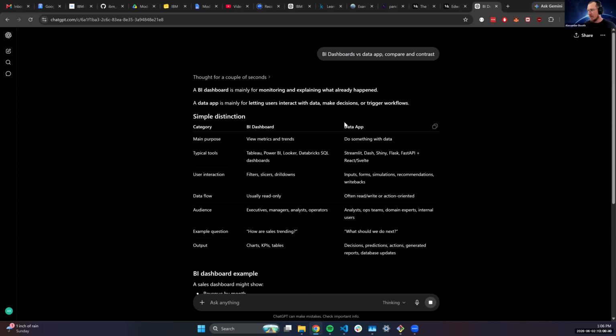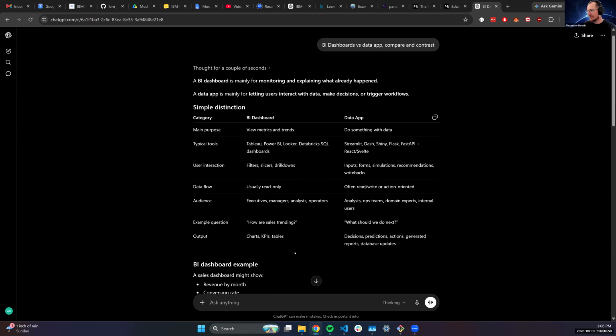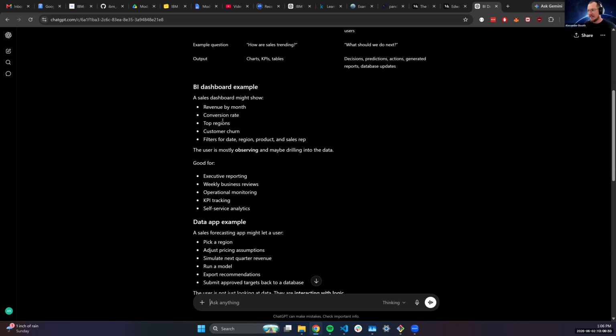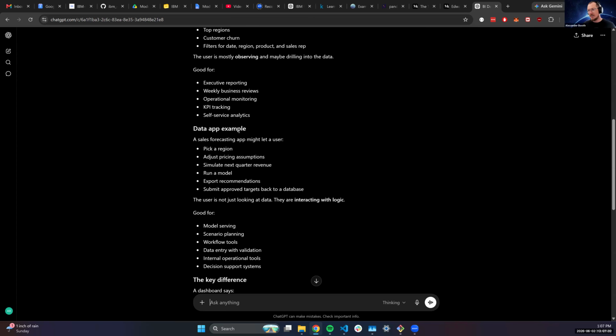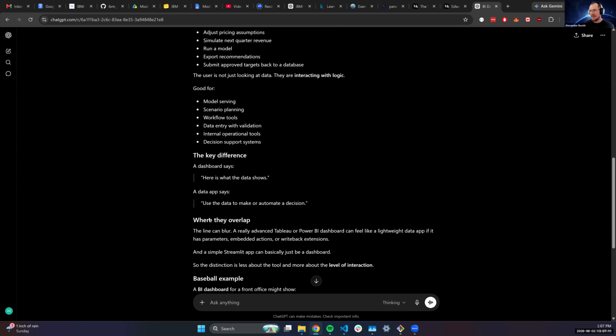Yeah, so like I said, a BI dashboard is monitoring things that already happened, while data apps are more flexible, can allow you to interact with data directly and trigger additional downstream workloads. A BI dashboard might show customer churn for executive reporting, KPI tracking, etc. But data applications might interact with machine learning models, like a forecasting app, or AI agents, or other types of interactive visualizations. A dashboard says here's what the data shows, analytical storytelling, while a data app says, hey, let's automate decision making. Let's add more intelligence and more customization and more flexibility.